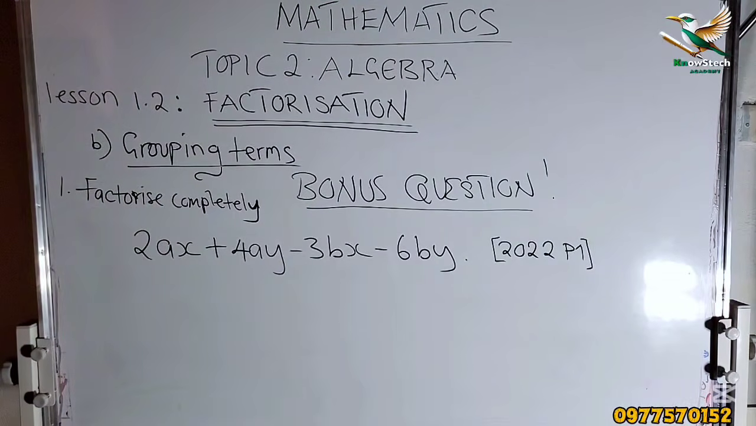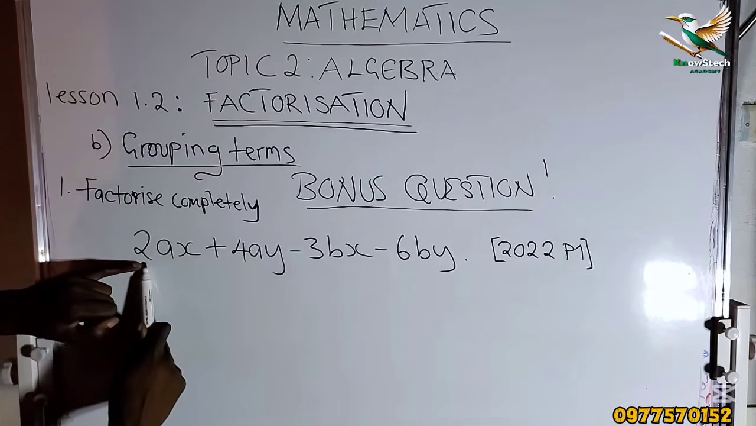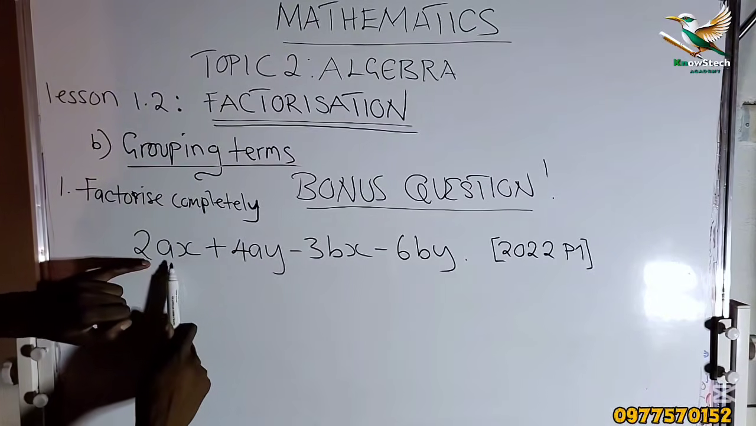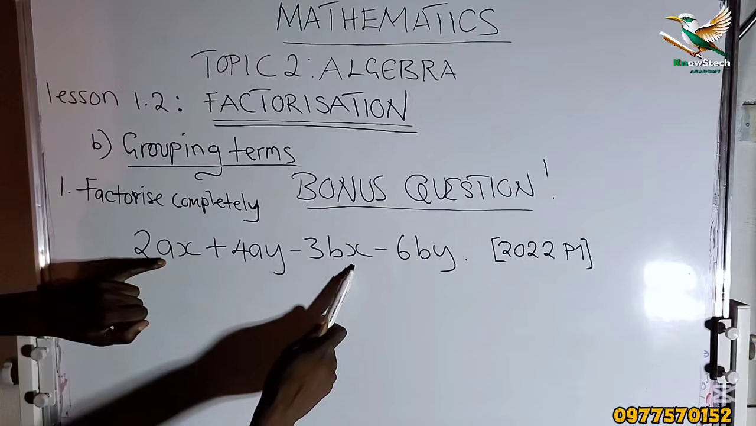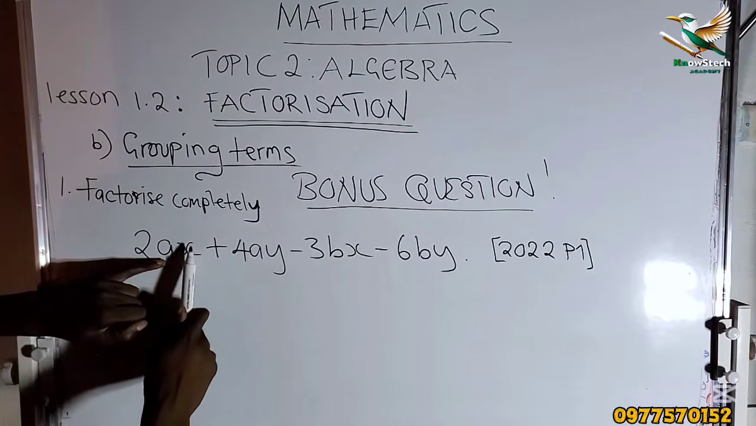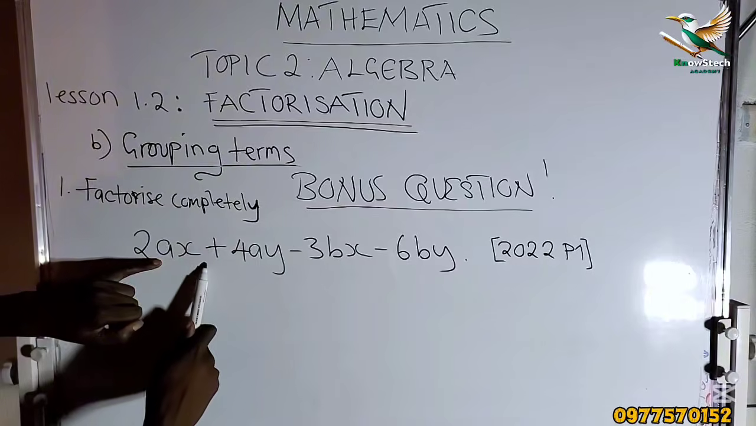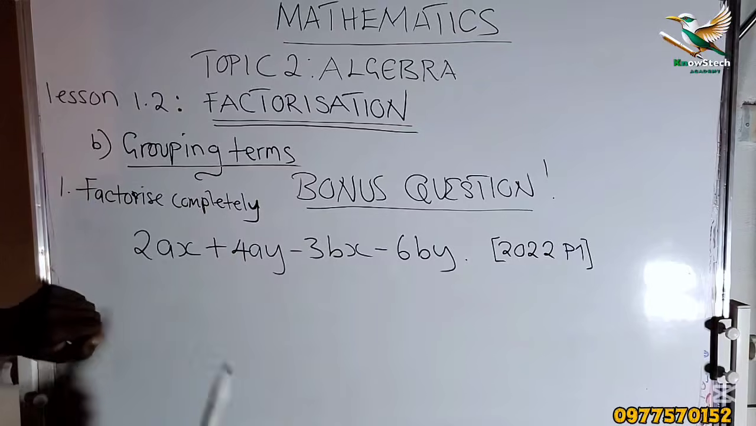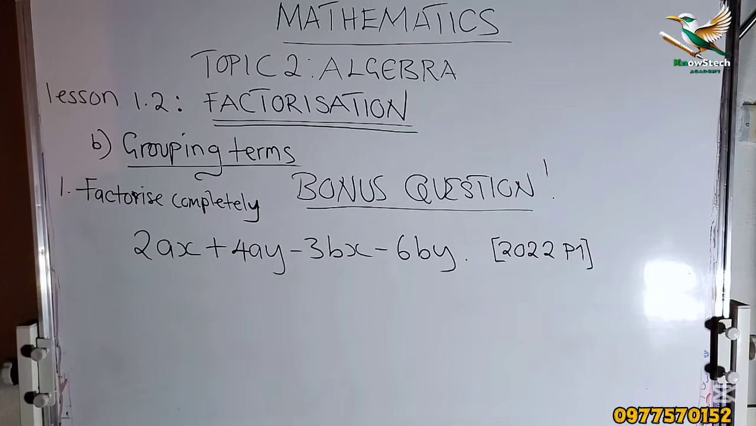Bonus question. All right, so we have this bonus question. This bonus question is coming from 2022 paper 1, and we are asked to factorize completely. So the first thing is to check if you have what is common between the first and the second term. If you don't have what is common, then let's say here there is A and here there is A, you bring this one here. You collect them, not like terms, but where there is a common factor, you group them. That's the meaning of grouping terms.